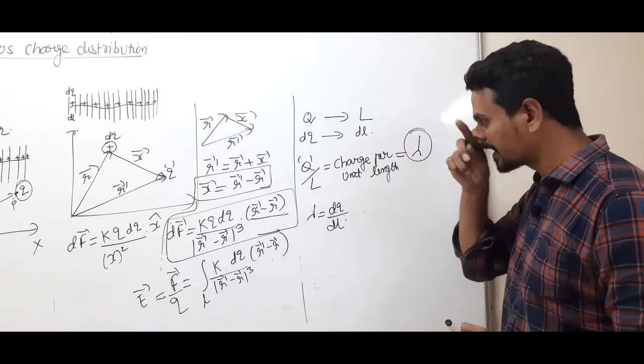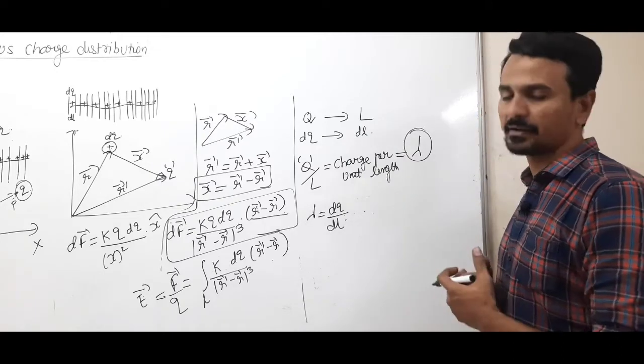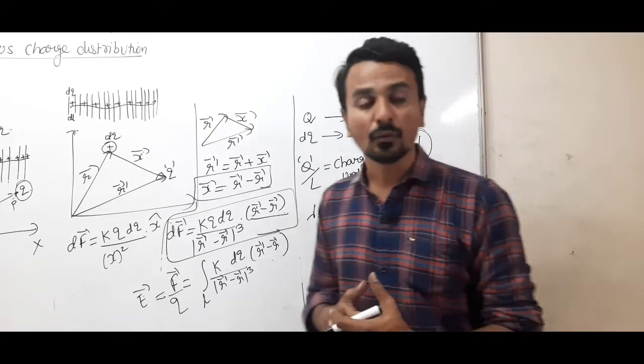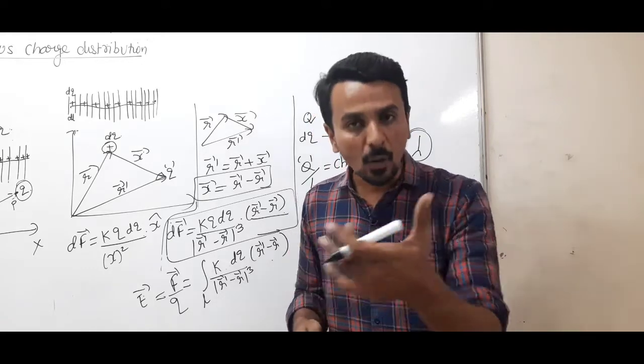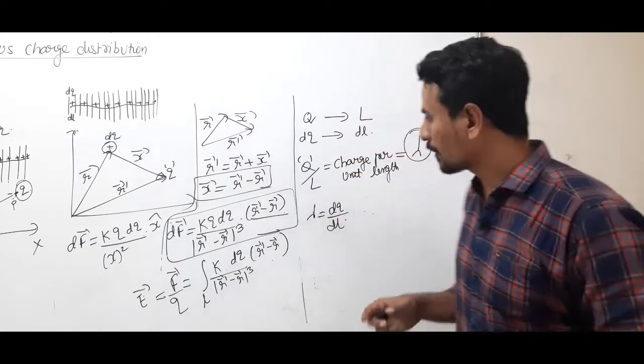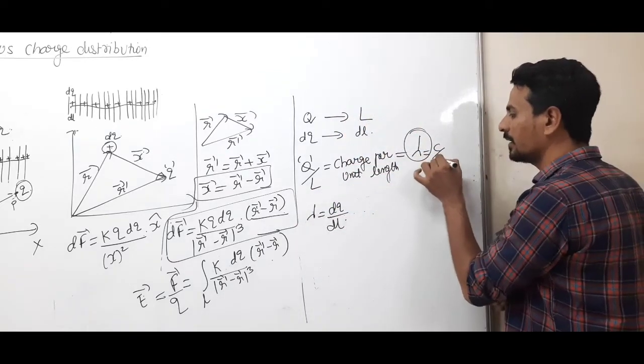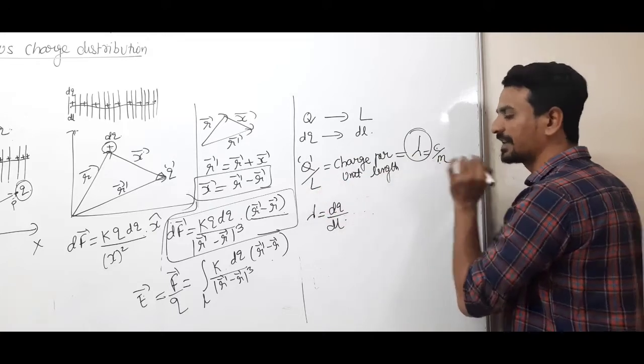So lambda can be written as either Q by L, or lambda can be written as dq by dl. What does lambda represent? Charge per unit length. What will be the charge for 1 meter length? And what will be the unit? It will be coulomb per meter. Unit of charge is coulomb, unit of length is meter.